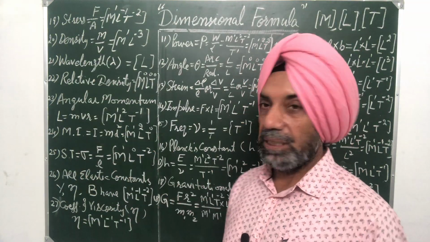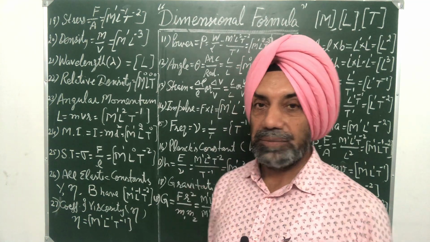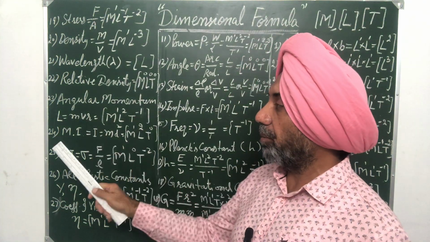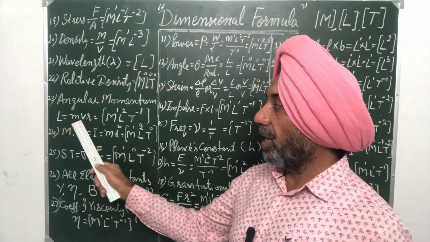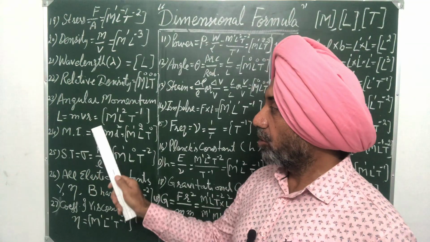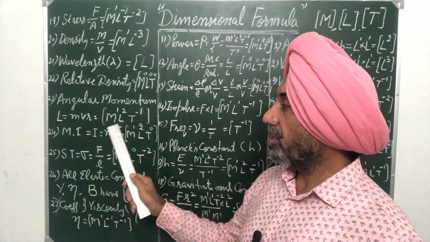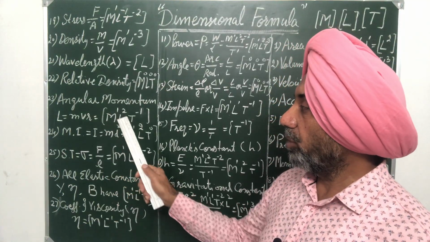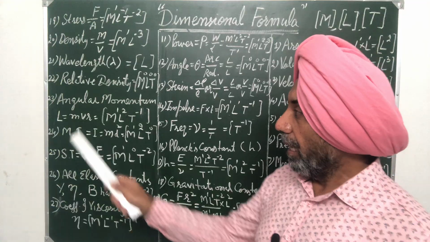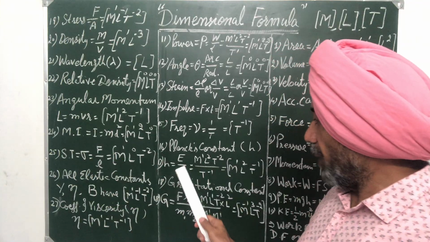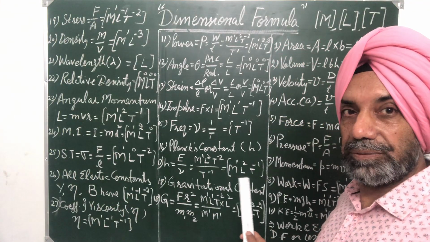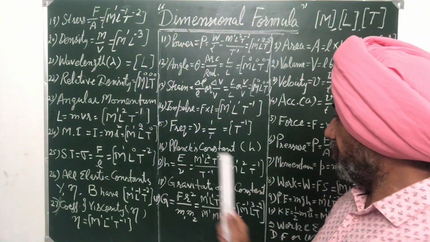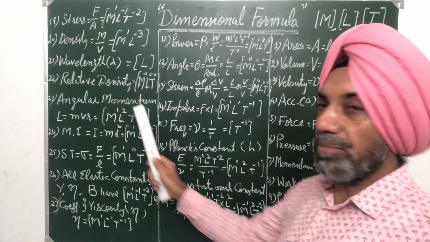Angular momentum is the moment of linear momentum. In rotatory motion you will study angular momentum in detail. So L = mvr. This is the formula for angular momentum. So mass, velocity L1 T^-1 and distance L1, so it comes out to be M1 L2 T^-1. As you can see, angular momentum and Planck's constant h both have the same dimensional formula, meaning the same units.